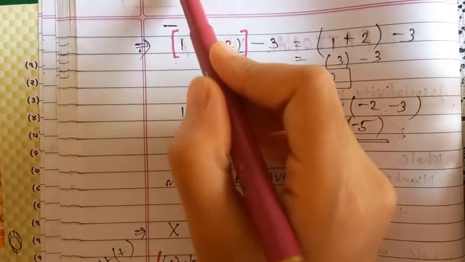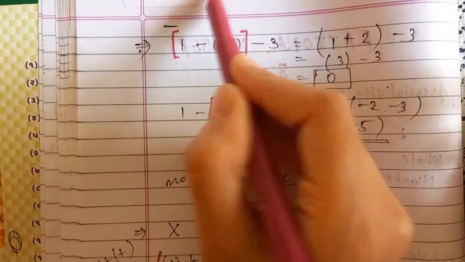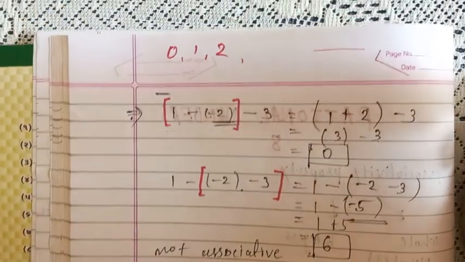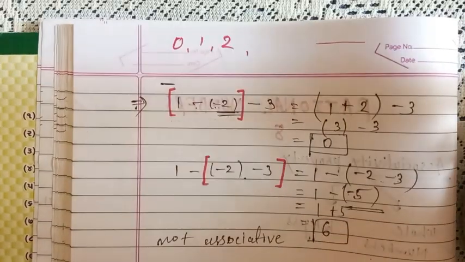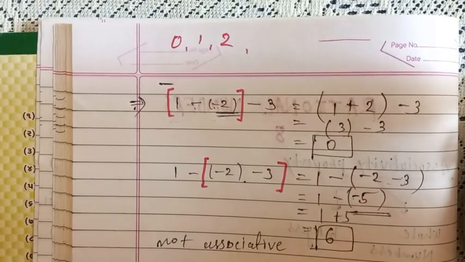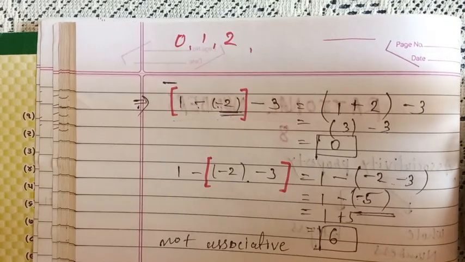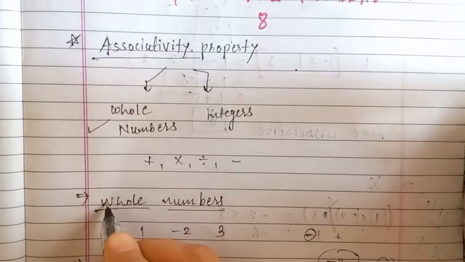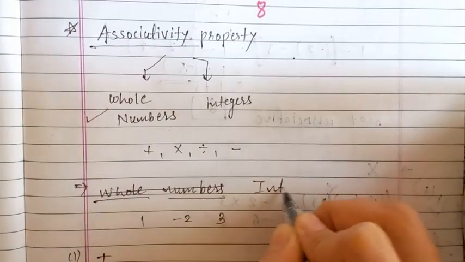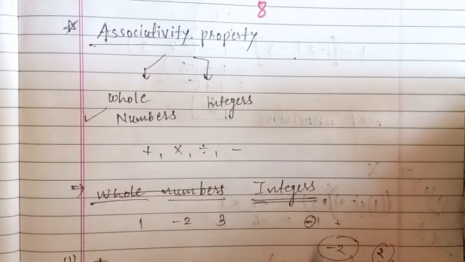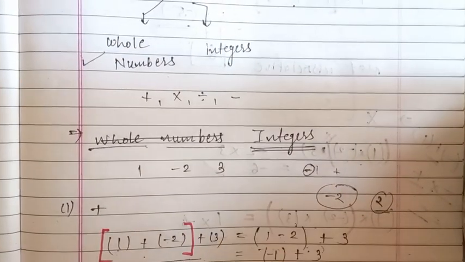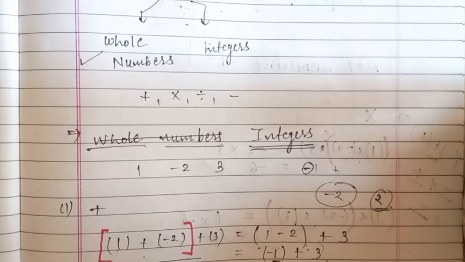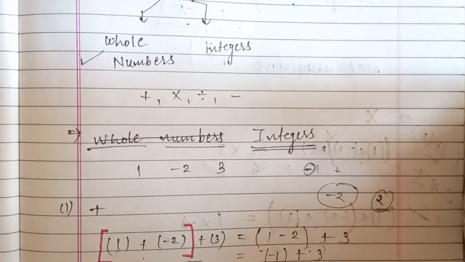Whole numbers start from 0 and include 1, 2, 3 up to infinity. So this is for integers, not for whole numbers. I am changing the title. I always forget this. So remember, this is for integers. In the next video we will see for whole numbers. The scenario will be the same. So stay connected with me.